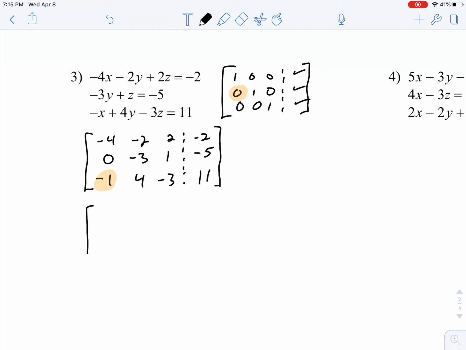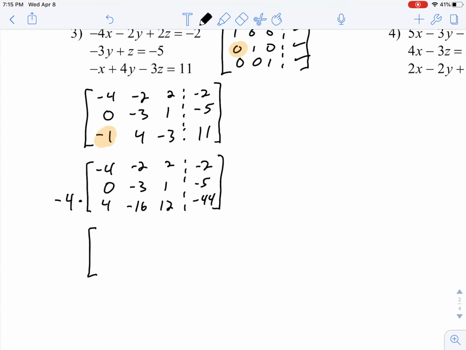How am I going to do that? Well, I think what I can do is multiply this row by a negative 4. And then if I add the top row, negative 4, and this is going to turn into a positive 4, that's going to work for us. So I'm not going to change this row. I'm not going to mess with this row. I am going to make this one into 4, negative 16, 12, negative 44. 4 times negative 1, negative 4 times 4, negative 4 times negative 3, negative 4 times 11, yep.